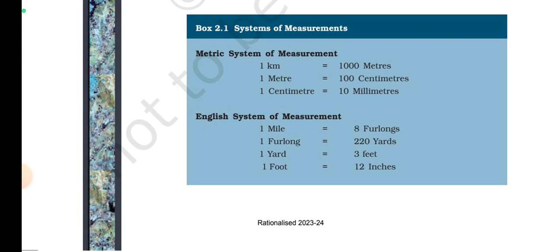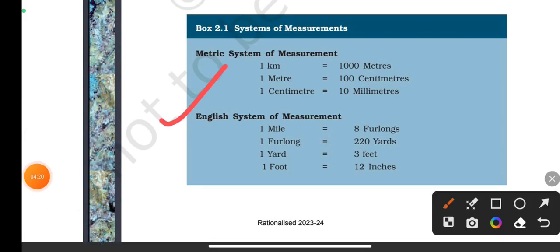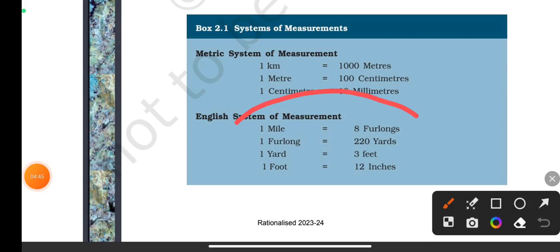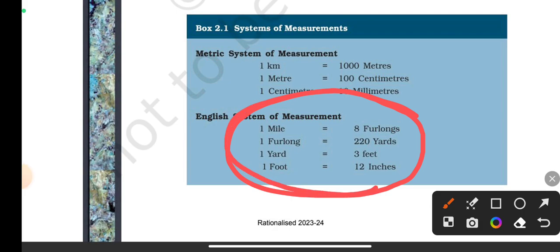And in the English system of measurement: 1 mile is equal to 8 furlongs. This can be important, I don't know actually, but it can come in the exam, because objective type questions will be there, so you can expect it. So remember this: 1 mile is equal to 8 furlongs, 1 furlong is equal to 220 yards, 1 yard is equal to 3 feet, and 1 foot is equal to 12 inches, because feet is the plural.